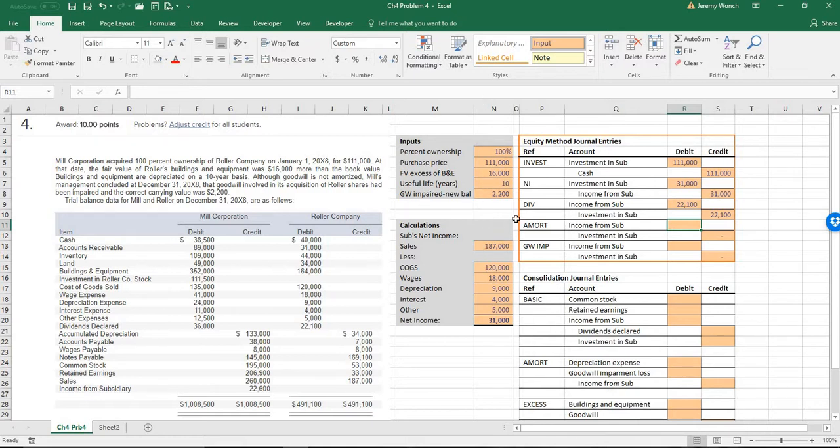The first thing we'll do, we have the excess value of PP&E of $16,000, and the useful life is 10 years. So we just take our $16,000 and divide it by our 10 years to get our amortization of that excess buildings and equipment. And then the one additional thing we have to do is, it says right here that goodwill is not amortized, but there is impairment. So we need to go ahead and reduce goodwill here. But we don't know how much it is. We know the ending value of goodwill, but we don't know what that adjustment is.